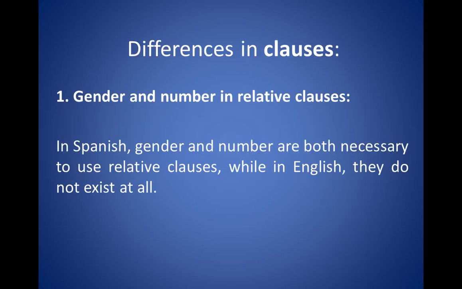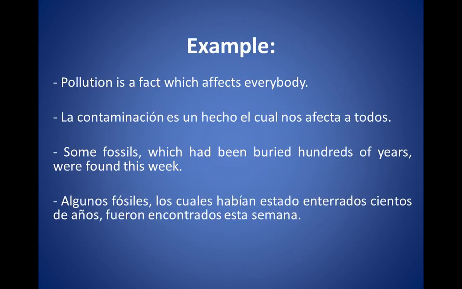Differences in clauses. 1. Gender and number in relative clauses. In Spanish, gender and number are both necessary to use relative clauses, while in English, they don't exist at all. Example: pollution is a fact which affects everybody. La contaminación es un hecho el cual nos afecta a todos. Some fossils which had been buried hundreds of years were found this week. Algunos fósiles los cuales habían estado enterrados cientos de años fueron encontrados esta semana.